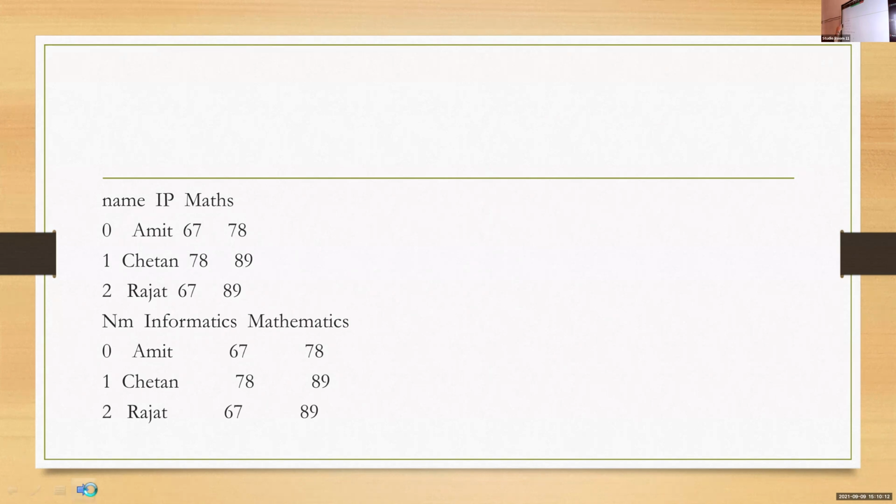The thing is that the default column heading for this Amit, Chedan, Rajat is name. The first mark is for IP. The second mark is for maths. I want to rename this name, IP and maths with NM, informatics and mathematics. For that purpose we are using that rename function. Instead of name, I want to write NM. IP, informatics, maths, mathematics. For that, we are using a built-in function rename.